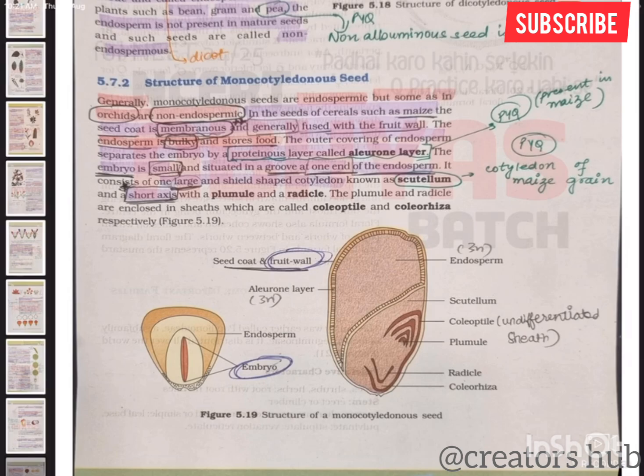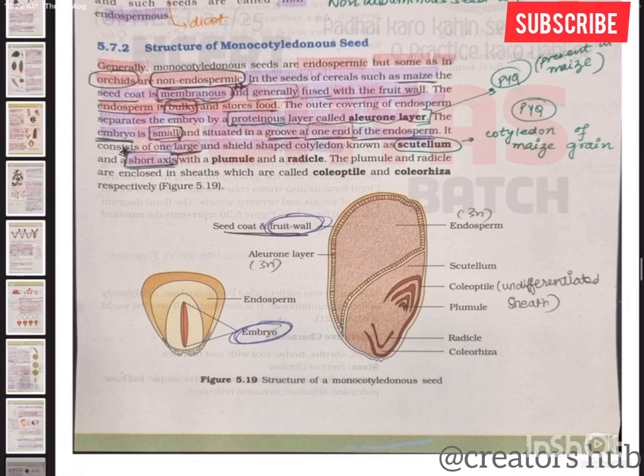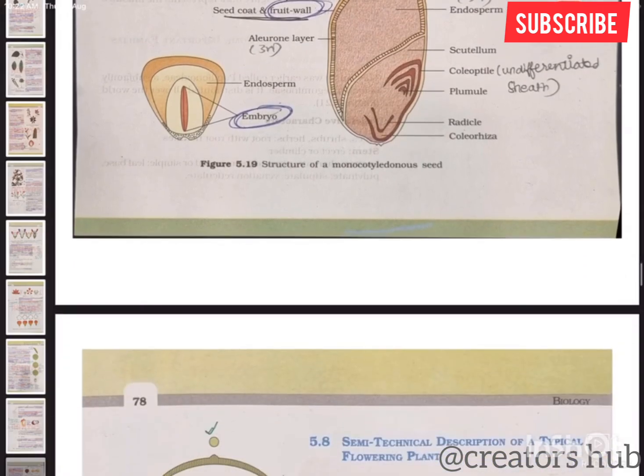The embryo is small, situated in a groove at one end of the endosperm. It consists of one large shield-shaped cotyledon called the scutellum and a short axis with plumule and radicle. The plumule and radicle are enclosed in sheaths which are called coleoptile and coleorhiza respectively.